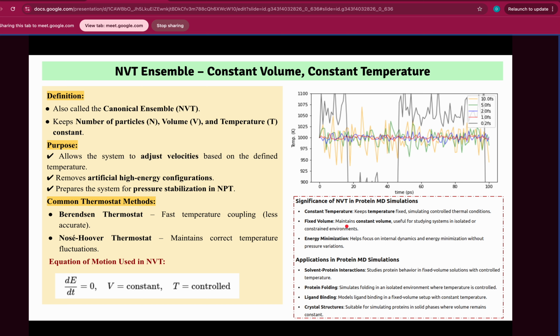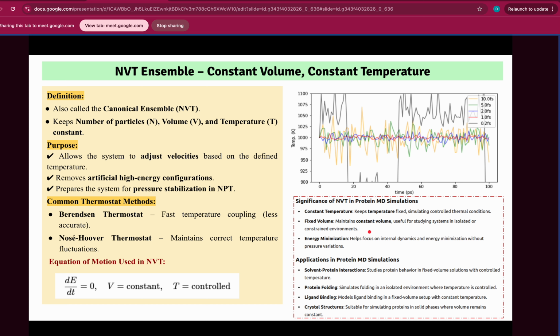That means I'm not allowing my protein to move, my helices to move apart, or perform different interactions or other things. So in this case, volume is also fixed. In this way, this is useful for studying systems in isolated or constrained environments. Isolated means there is nothing else present.